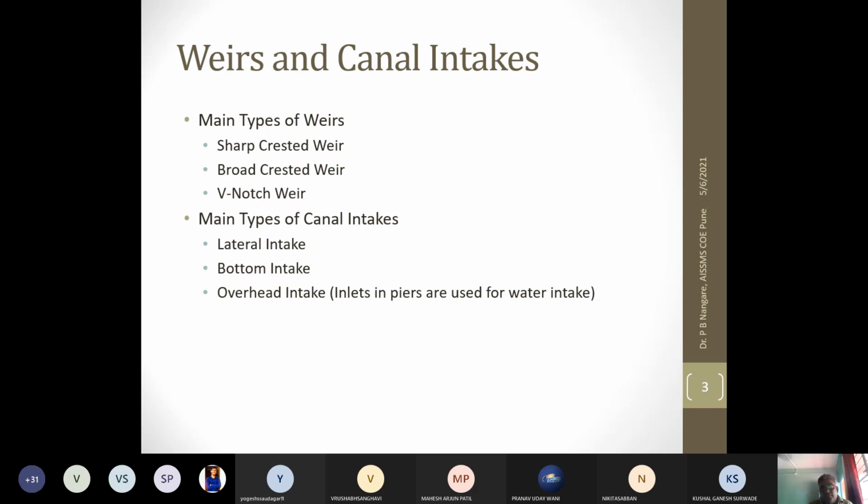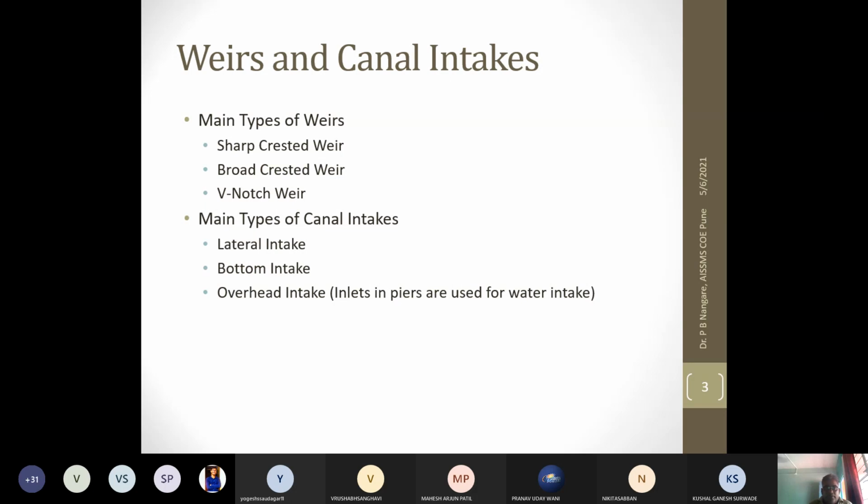Instead, if we provide a V notch weir, you have seen the actual difference between the rectangular type of weir and the triangular type of weir. The triangular type of weir has more advantages than the rectangular type, and the end contraction error is minimized in the case of the V notch weir.